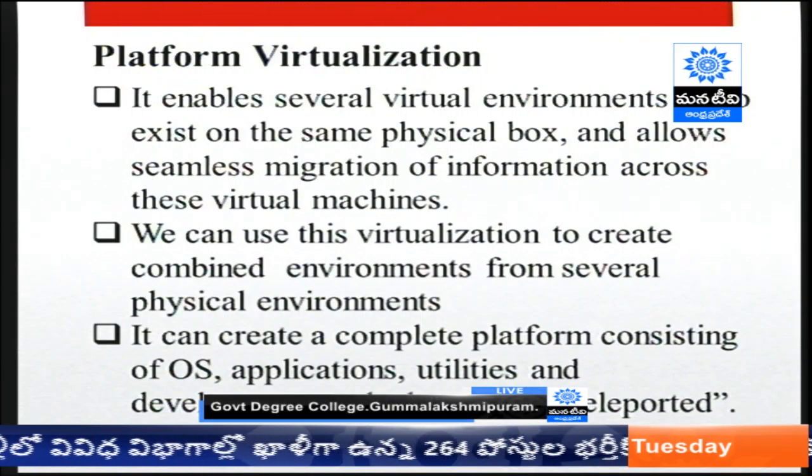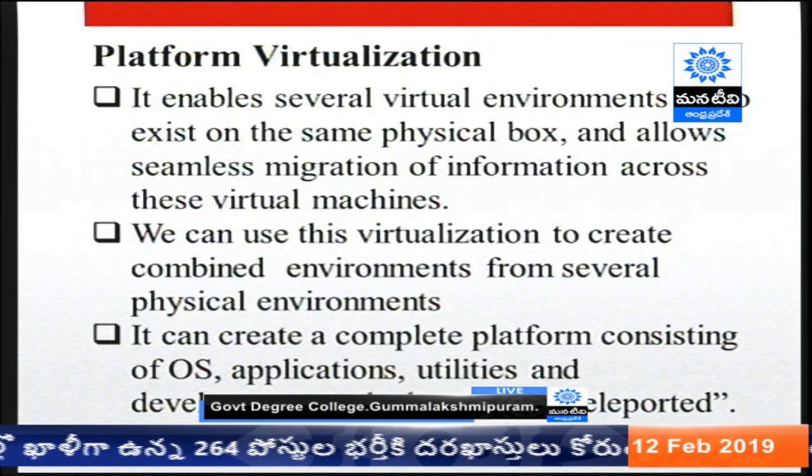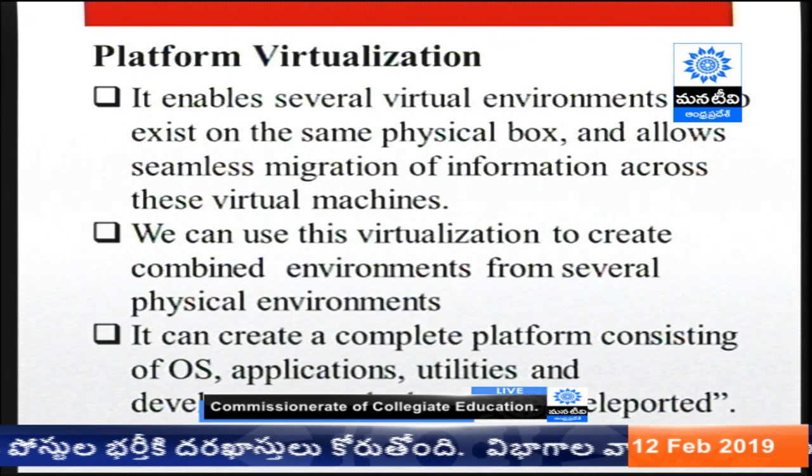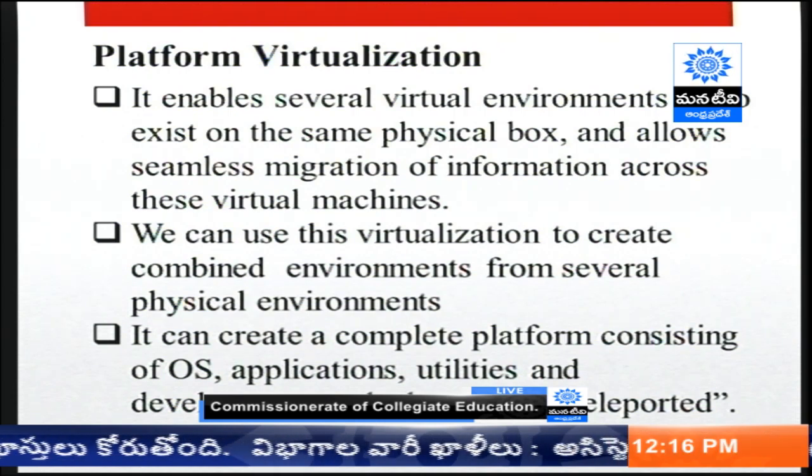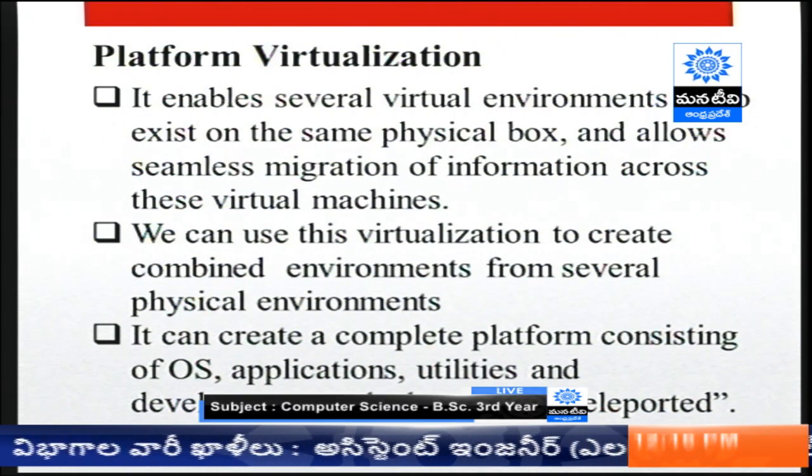You can create another Windows 7 virtual machine. You can create a router machine. So all these things, you can put all of them into a virtual network, virtual private network. Okay, so we can use this virtualization to create combined environments. As I said, you can create a network on your computer itself. So this is possible through this virtualization.